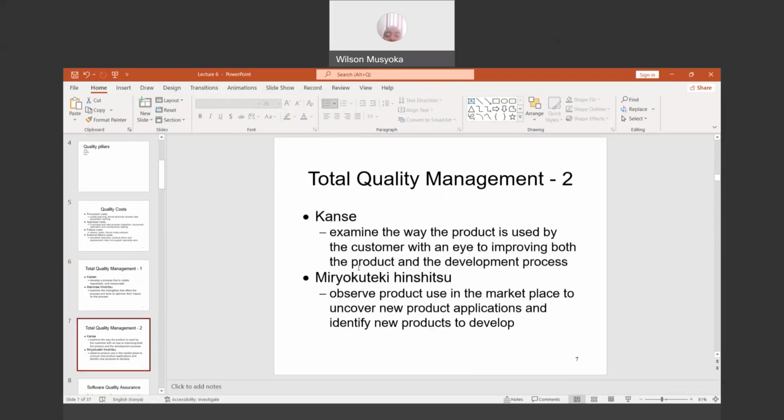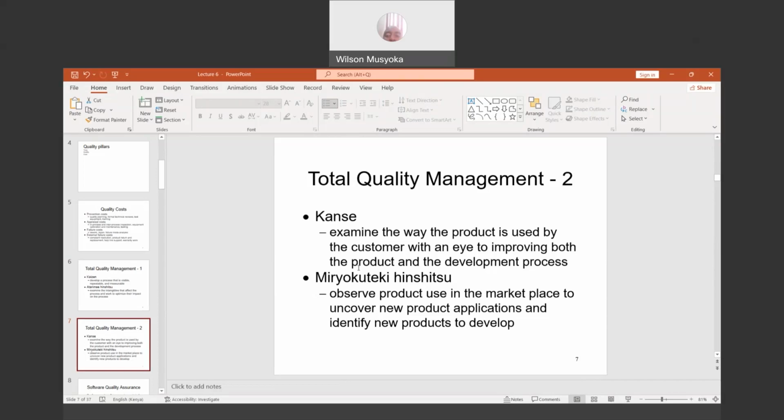We also have Kansei, and if you look at these terms, they are mostly Japanese because, like we said, the concept of quality assurance started from Japan in the 1940s. That is why they borrowed most of the names from Japanese. And in Kansei, the main concept is examining the way the product is used by the customer with the eye of improving both the product and the development process. So you are not just looking at the final product, you also need to look at the development process because it may be taking a lot of time or it may be involving a lot of cost and you want to also improve it.